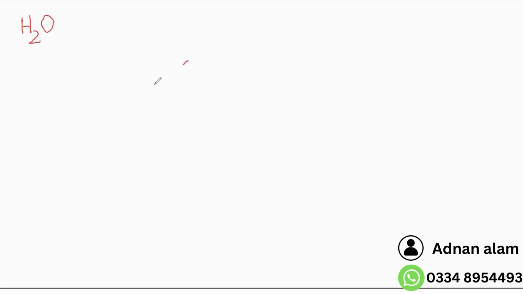Is H2O ionic or covalent? Covalent. How did you come to know that H2O is covalent? Both are non-metals. So oxygen has 6 valence electrons, so make 6 electrons like this.